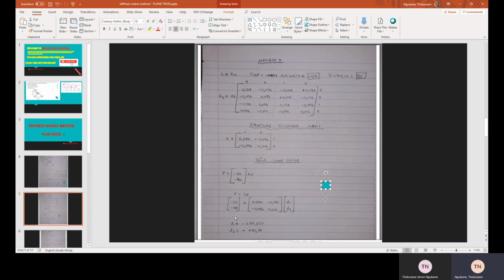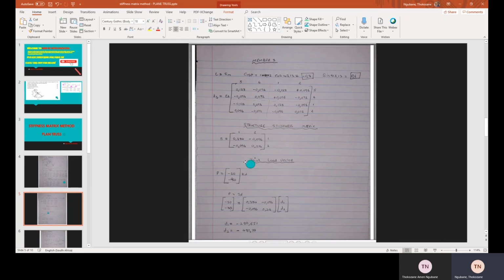Then I constructed my P here, which is minus 50 and minus 80, equal to my S here, which is 0.384, no, it's positive 0.384, minus 0.96, minus 0.96, 0.216, times D1 and D2. And then I calculated my values of D1 and D2 here.